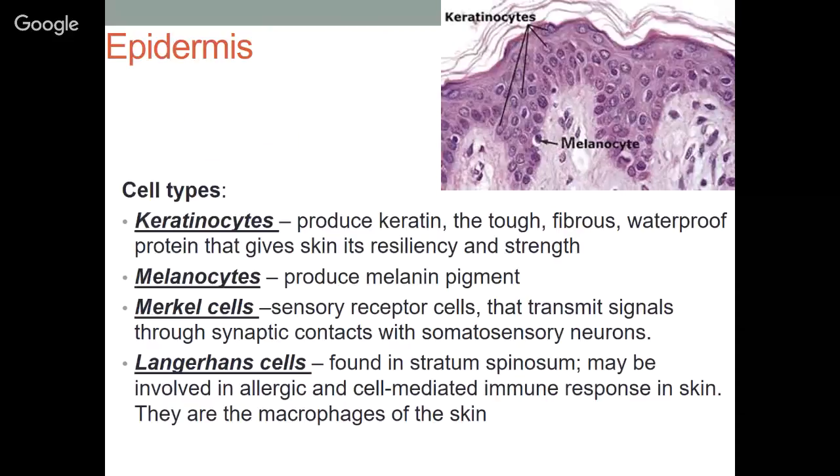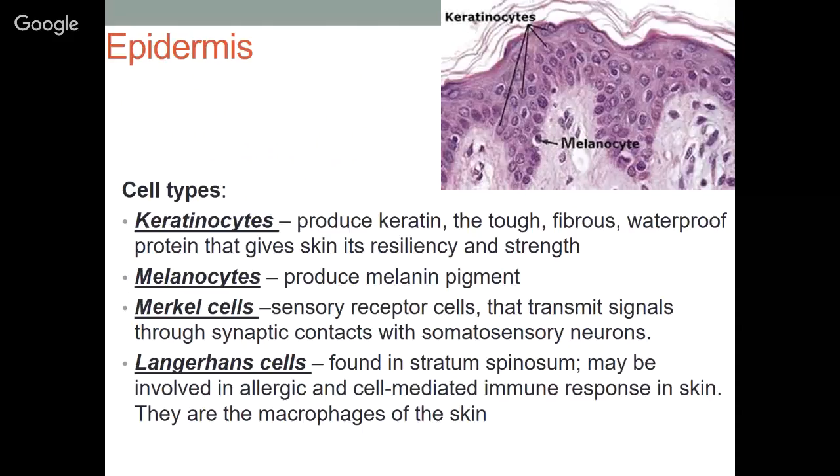The epidermis has a couple of different cell types. It has keratinocytes. Keratinocytes are cells that produce keratin. That's the tough, fibrous, waterproof protein that gives skin its resiliency and its strength. Now, keratin is found in your skin. It's also found in your nails. It's found in your hair. So it is found in all of these different cells.